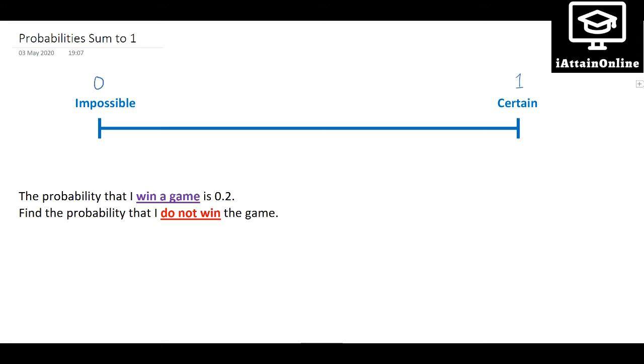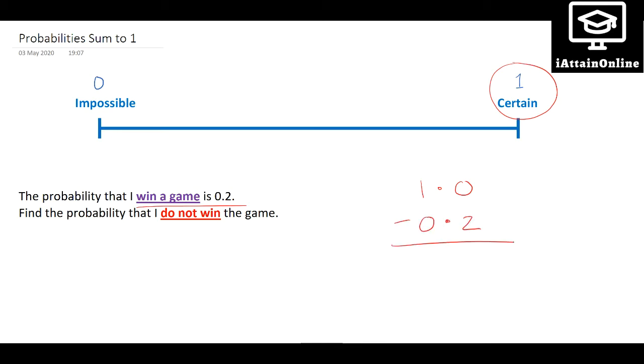So it is absolutely certain, if I play this game, that I either win or I do not win. So because it is certain, that tells me that the probabilities must add up to 1. So if I'm told the probability of winning a game is 0.2, to work out the probability that I don't win the game, I simply need to do 1.0 take away 0.2.